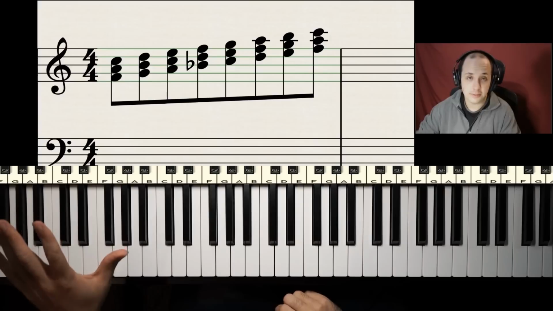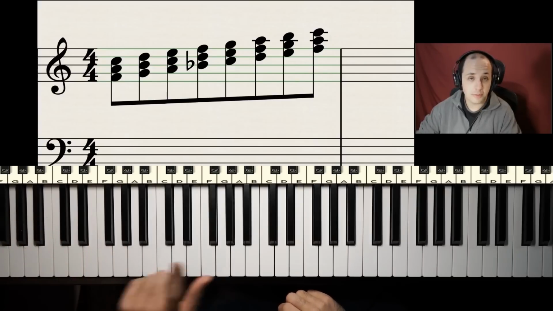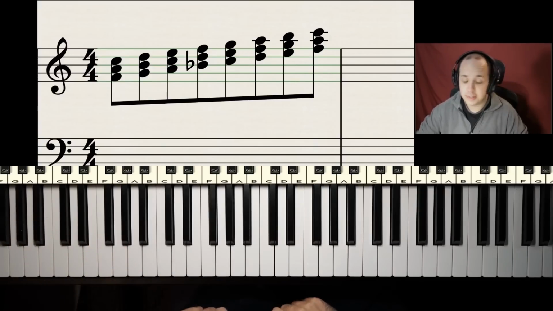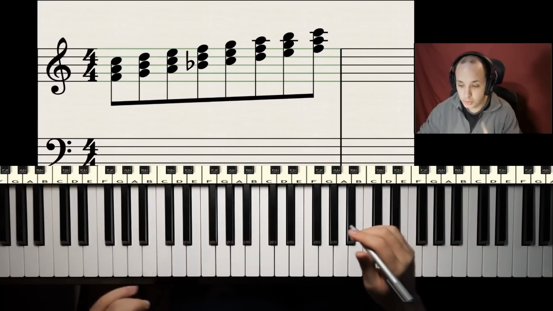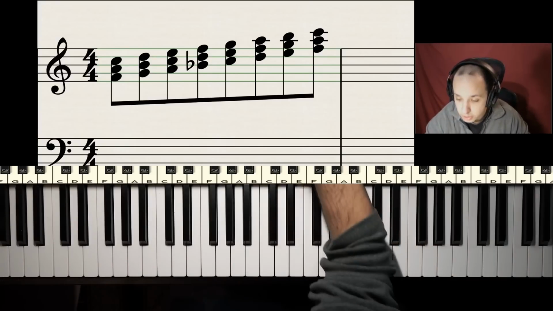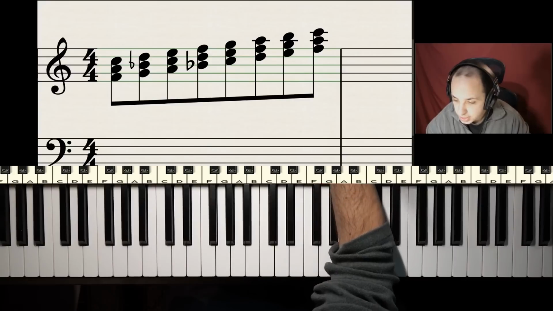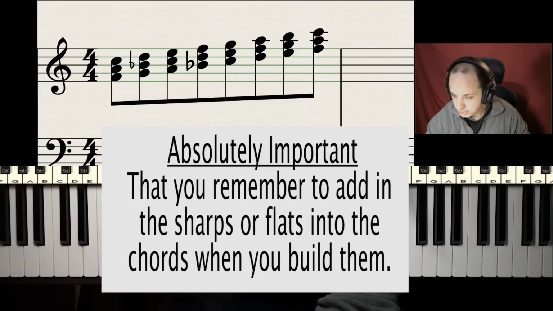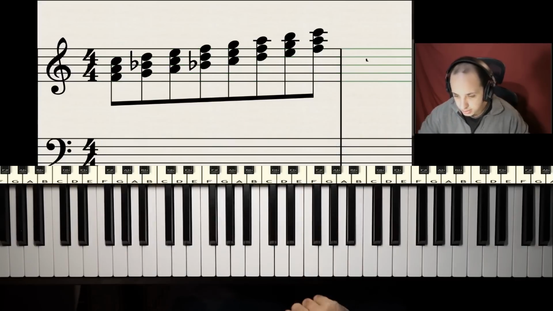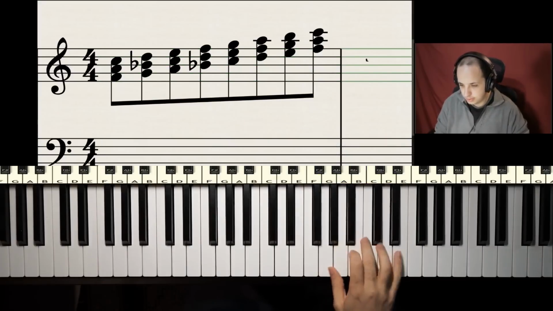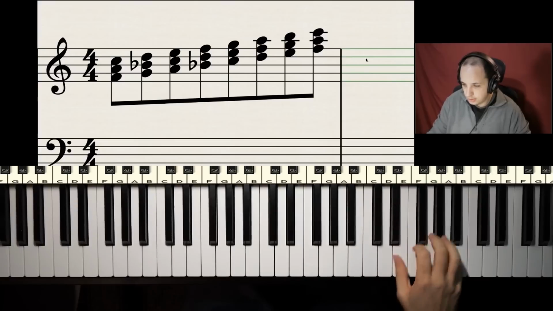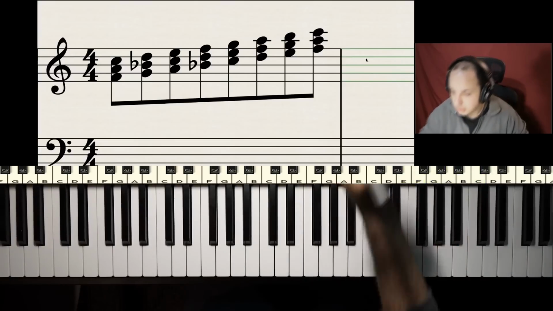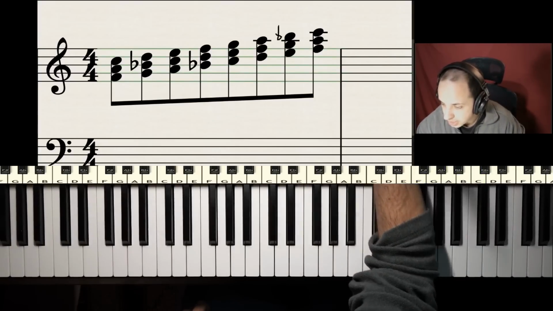Now here's the thing you have to consider, right? We have one flat in this scale in the key of F. This B flat is in all of our chords. So we have to go back when we do our chords and fill in the B flats. And we forgot just one right up top here.